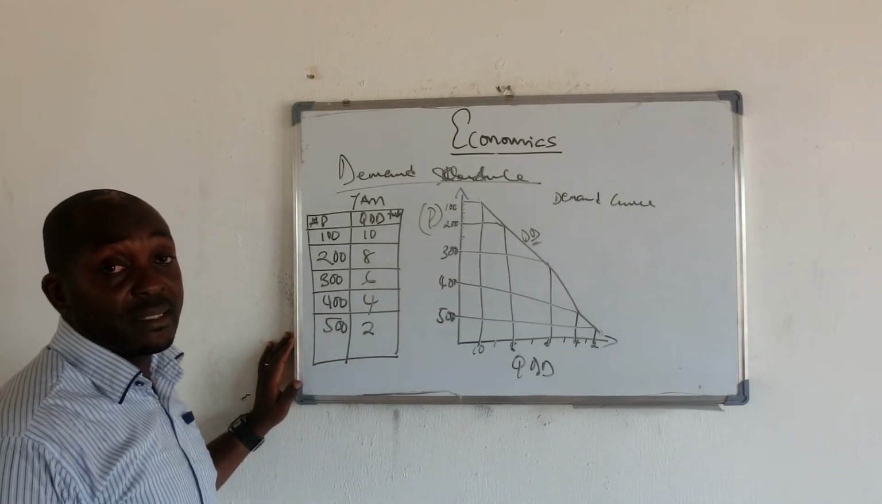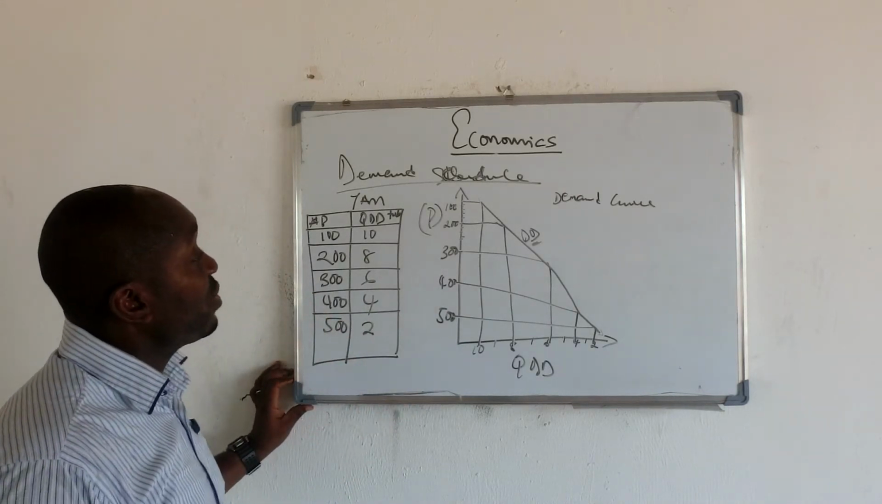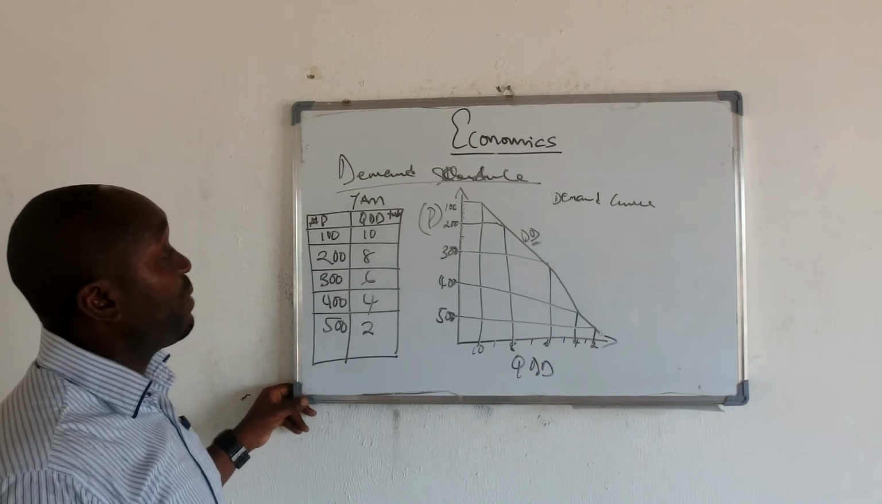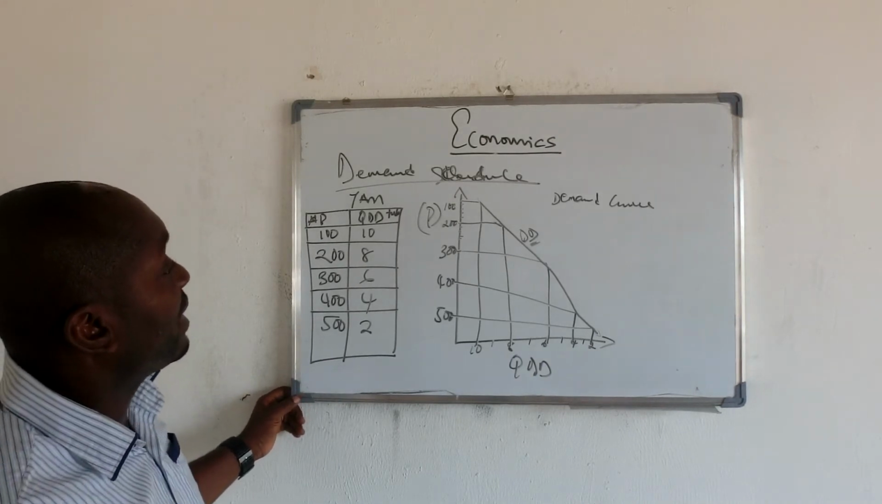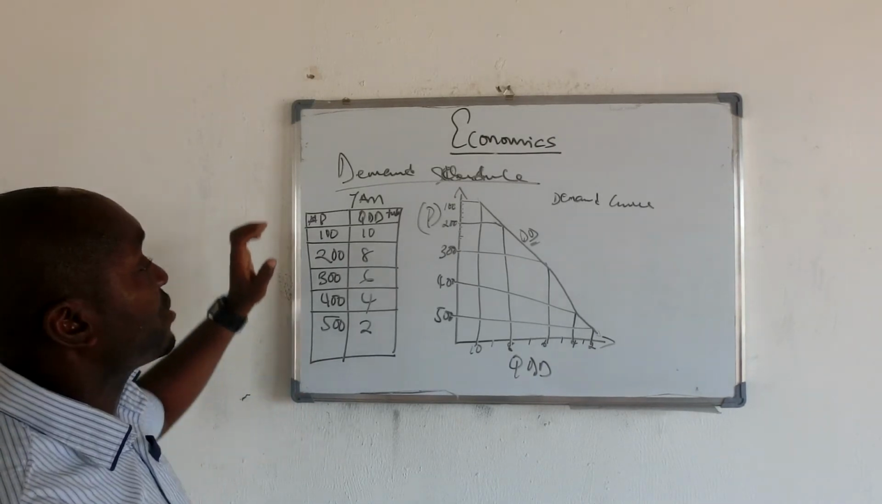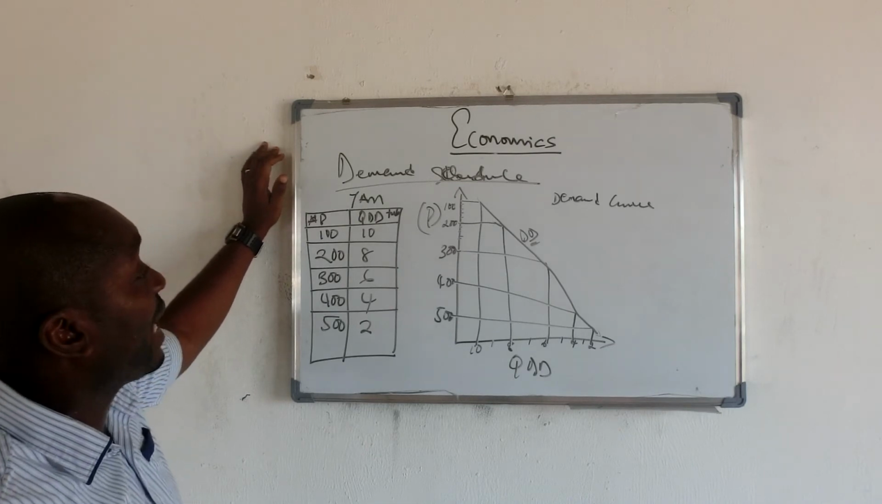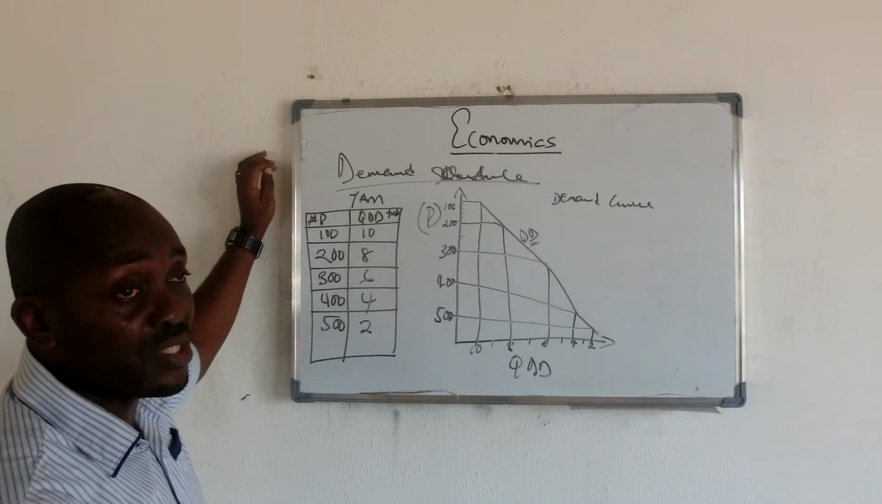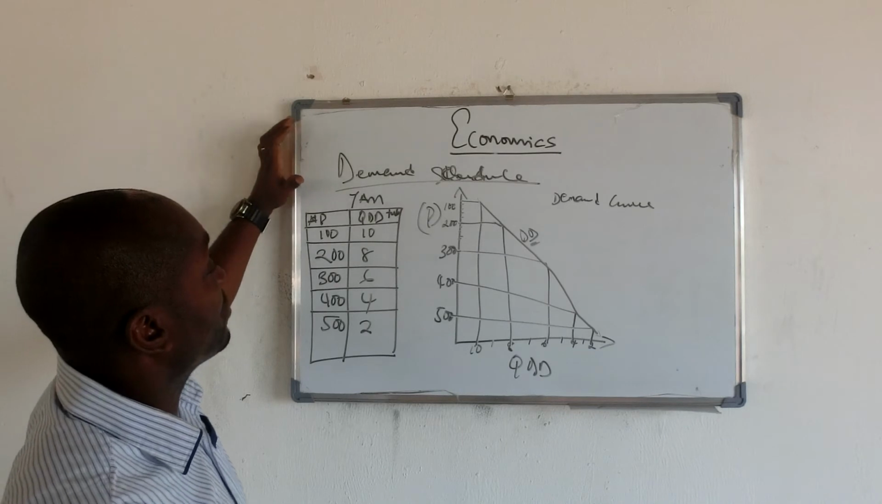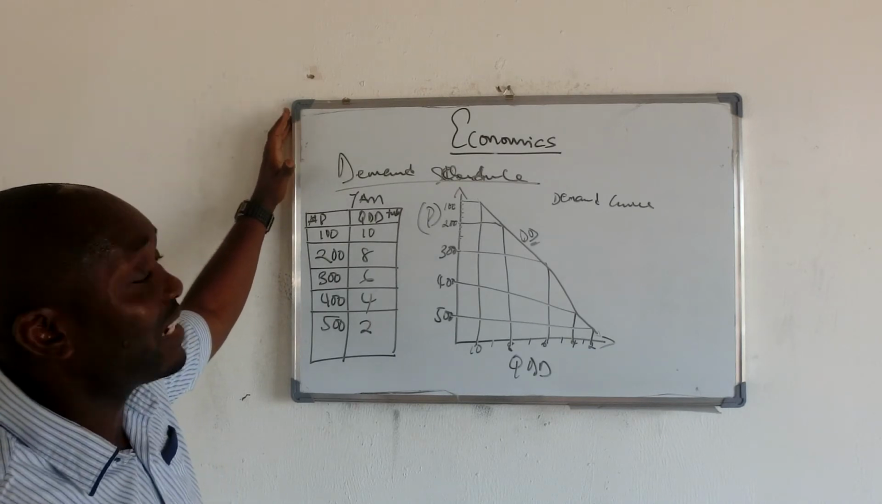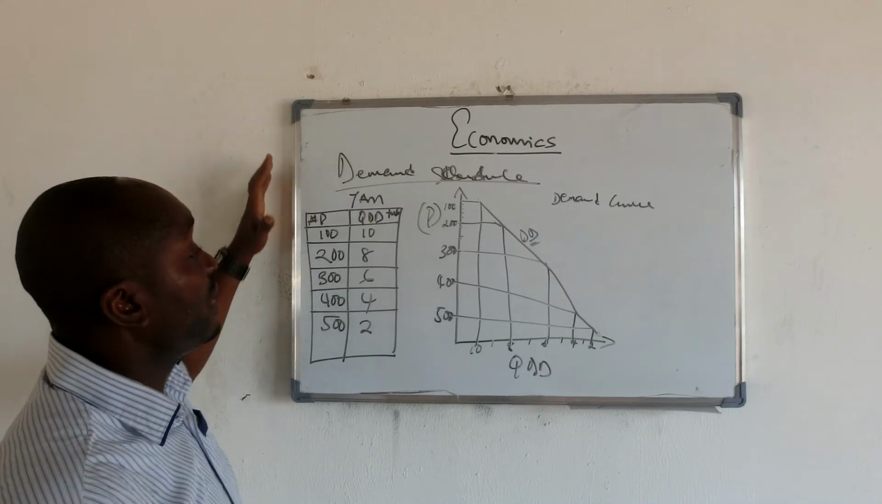Secondly, we looked at the difference between quantity demanded and demand. Quantity demanded is determined by change in price alone, apart from other factors that determine demand. Change in price is the only underlying factor that determines quantity demanded.